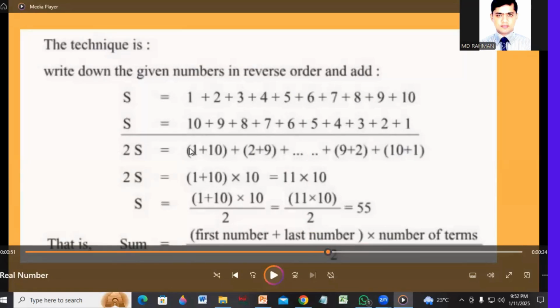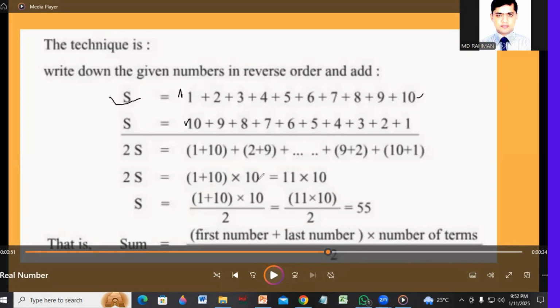So in the case of consecutive natural numbers, if you want to find the sum, what do you have to do? You just write down the sequence from starting to end and then end to start. Focus here. Look at this line. This is starting to ending, and this one is ending to starting. Then S plus S equals 2S, then 1 plus 10, plus 2 plus 9, dot dot dot, plus 9 plus 2, plus 10 plus 1. In this way, 2S equals (1 plus 10) into 10.